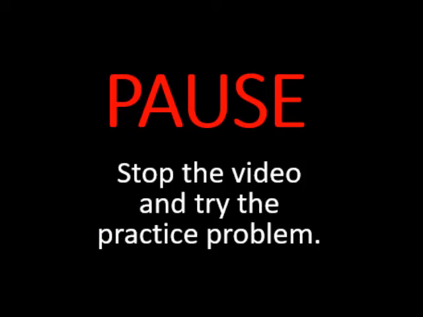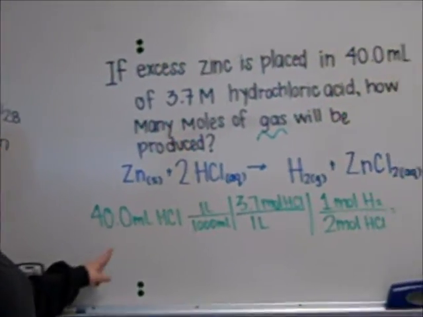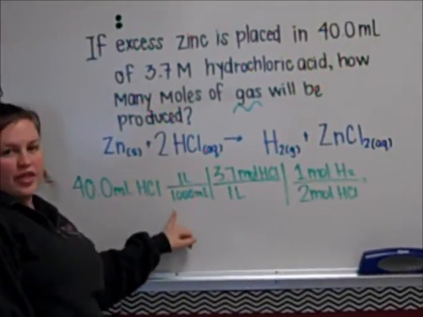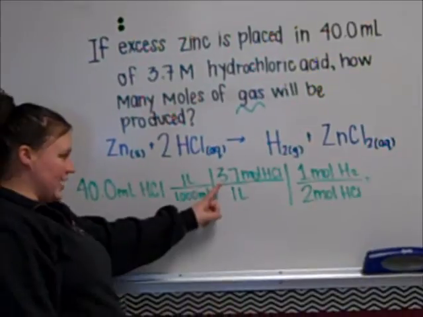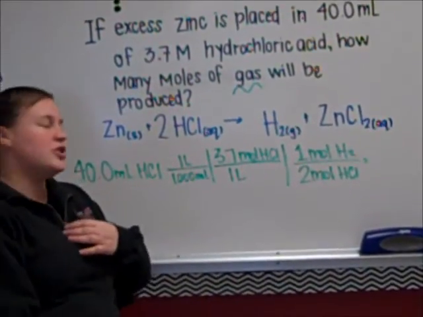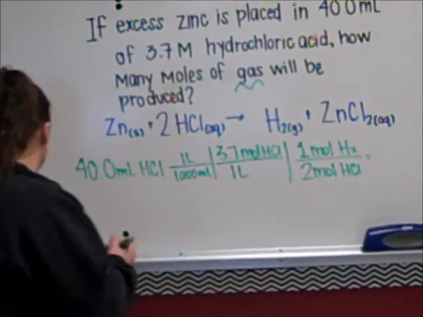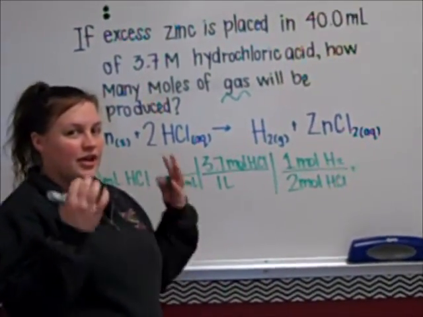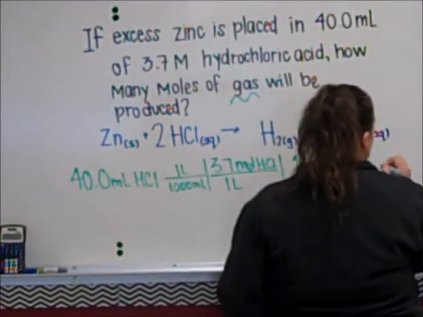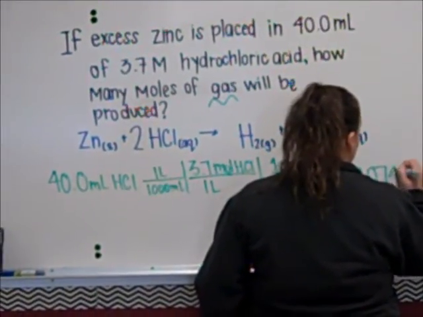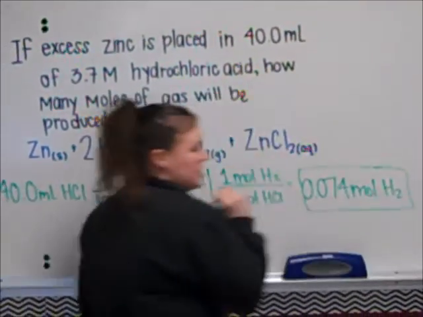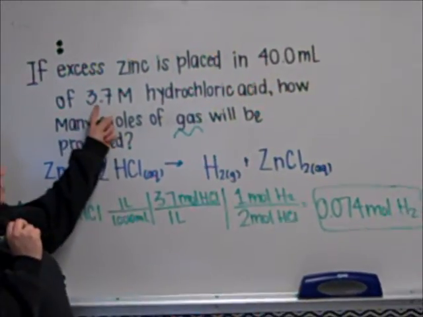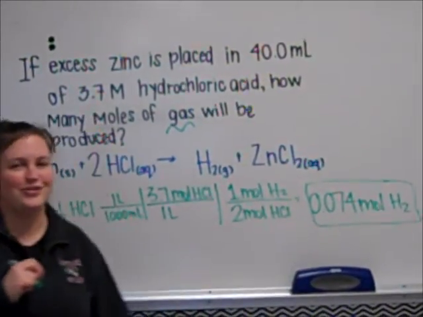If you did this calculation, you took your 40 and divided that by 1,000, and that got you to liters. Then you took that number and multiplied it by 3.7, and that gets you to moles of HCl, and you can take that and divide it by 2, and that gets you to moles of hydrogen gas, which should be 0.074 moles of H2 produced in our final reaction. And we have 2 sig figs here and 3 sig figs here, so our final answer should have 2 sig figs.